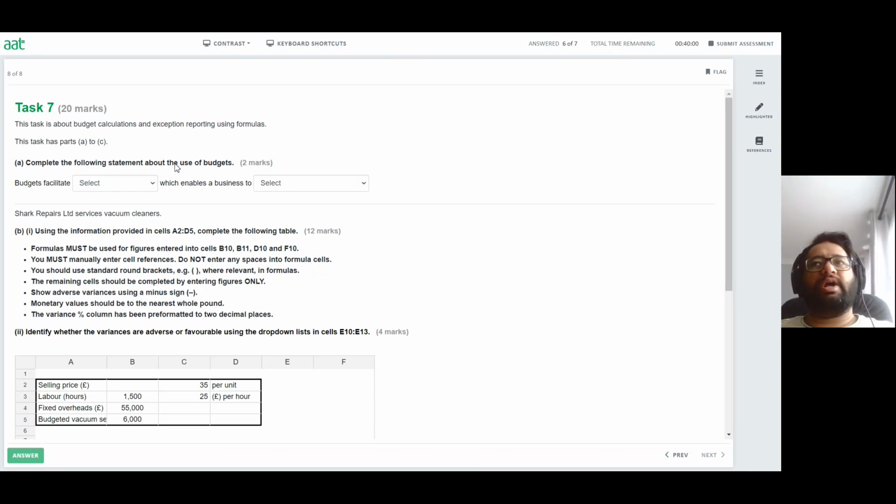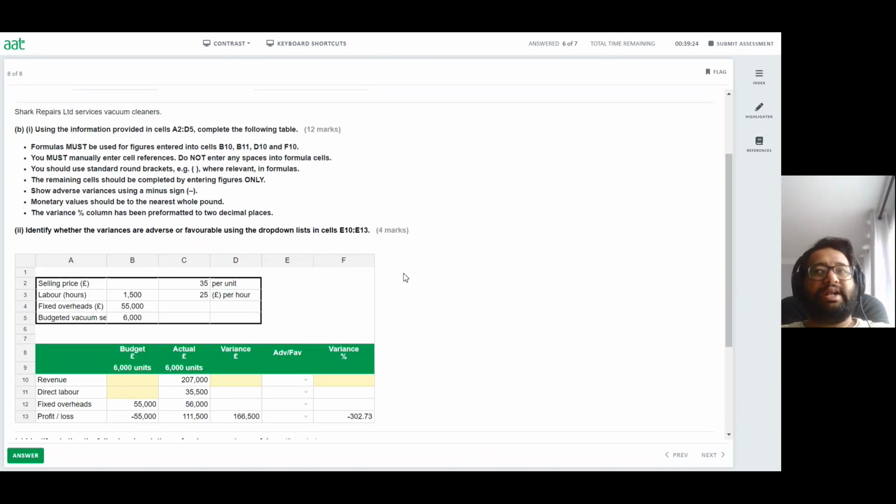Complete the following statements about the use of the budget. So here we're going to look at it. Budgets facilitate excessive spending or planning. Never excessive spending, it's going to be planning, which enables a business to meet the required objectives, hide potential issues. Not going to sweep it under the carpet, guys. We're going to meet the required objectives, because that's what the budget is. A budget is given to the departments so they can work according to their financial constraints and make their activities feasible for the business needs. So here, that is the answer.